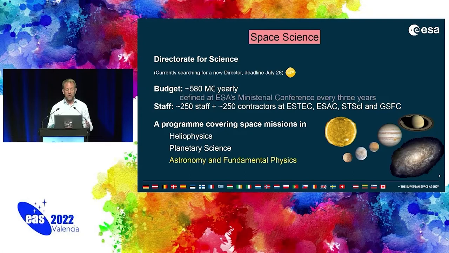Our yearly budget is about 600 million. Just to put that into context, if you know about the European Southern Observatory, it's about twice their budget. If you know about CERN, it's about half of their budget. The NASA Science Mission Directorate has a budget of 8 billion per year. So you see that we're less than 10% of what NASA can spend on science. But for that, I think we're doing exceptionally well.